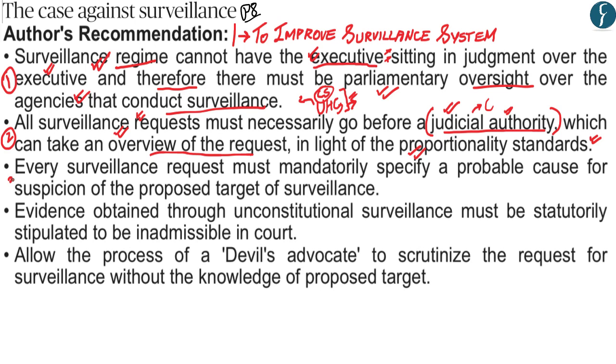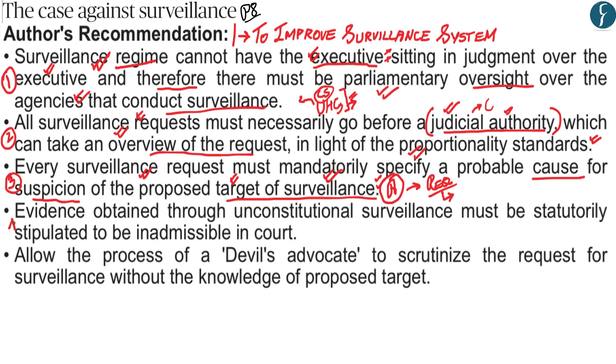The third recommendation provided by the author is that every surveillance request should have a mandatory reason as to why a particular person is under suspicion and therefore a target of surveillance. Now what the author is recommending is that if a person A is being put under surveillance, then the request which is being made to put this person under surveillance should have the actual and specific reason as to why this particular person is a target of suspicion.